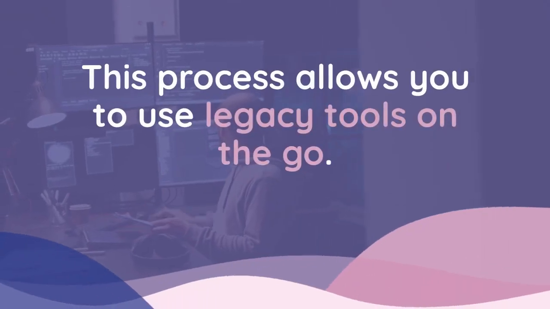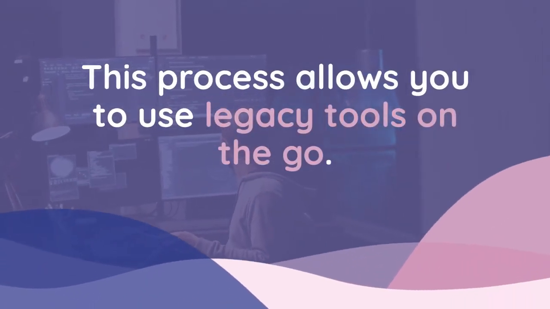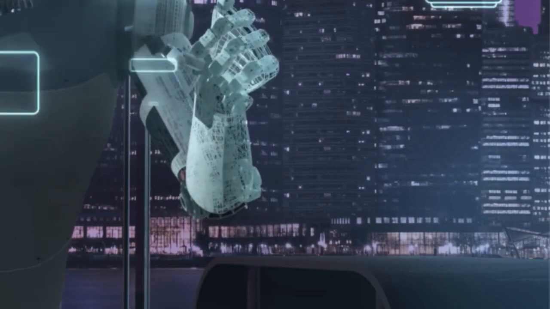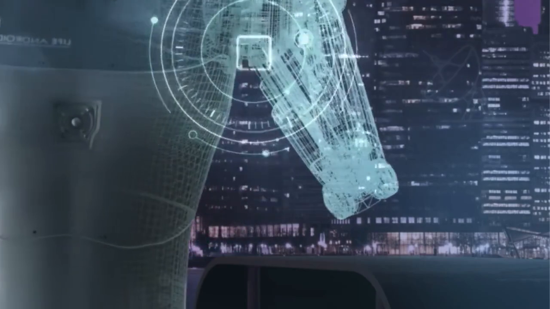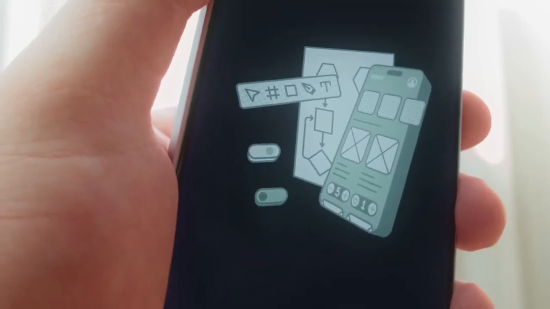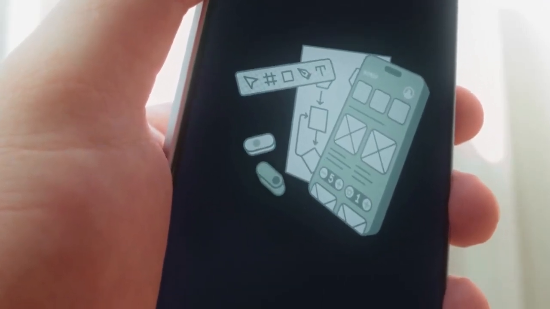This process allows you to use legacy tools on the go. It bridges the gap between your computer and your smartphone. Now you can manage your automation tasks directly from your hand. Following these steps makes mobile scripting easy and accessible for everyone today.